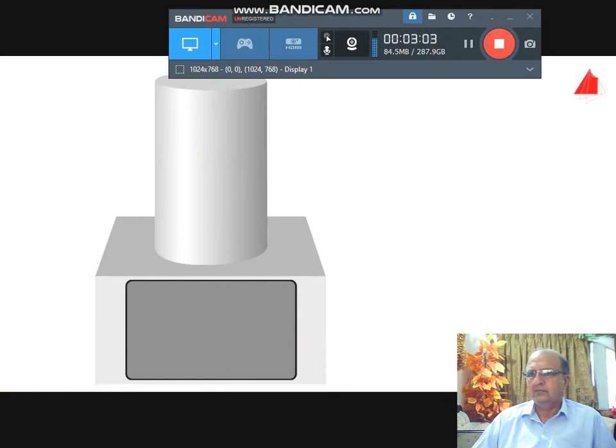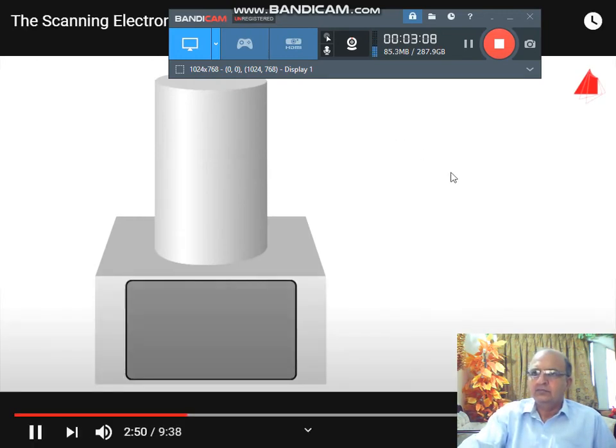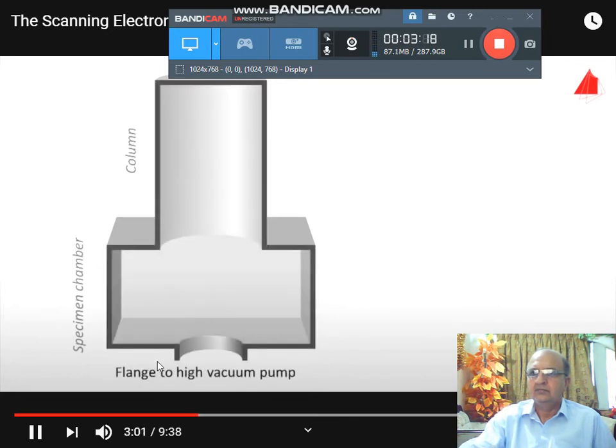The animation first shows the schematic structure from the outside. The upper part is the so-called column. It is used to generate an electron beam. The lower part consists of the specimen chamber with cover plate. In the longitudinal section, the flange leading to the high vacuum pump is visible at the bottom. Thereby, high vacuum is generated inside the whole microscope.